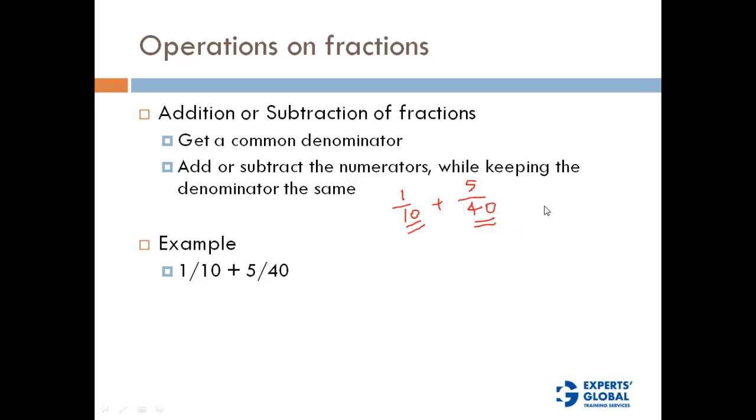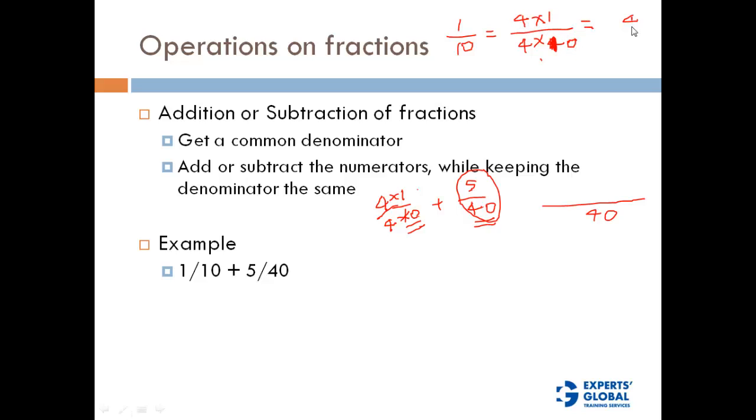Which one will be easier to work with? Which denominator can we think of? We can think of the denominator as 40, because if we take 40, then we don't have to do anything to this fraction, and to this fraction we'll have to convert this 10 into 40, for which we will have to multiply this by 4. The same operation we'll also have to do on the numerator, because otherwise the value will change. So basically what I'm talking about is this: 1 by 10 is equal to 4 into 1 over 4 into 10.